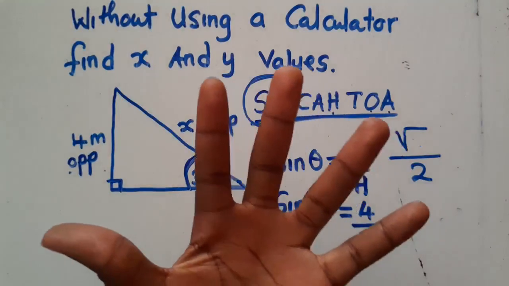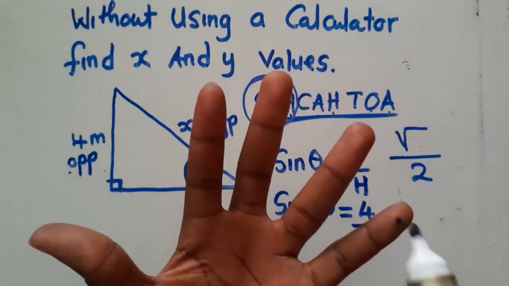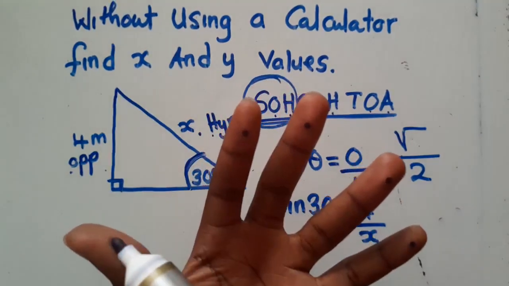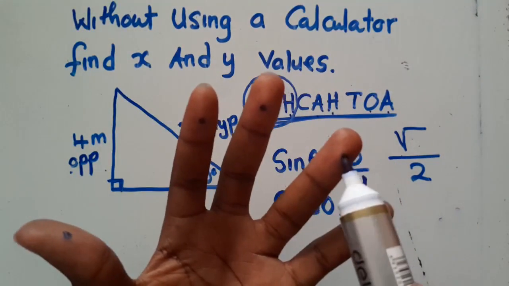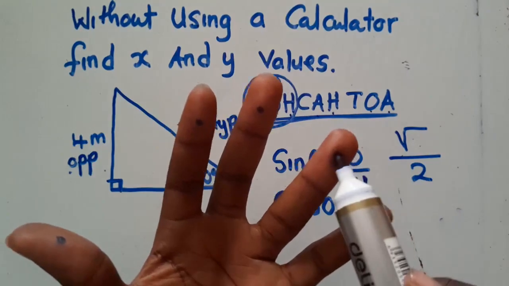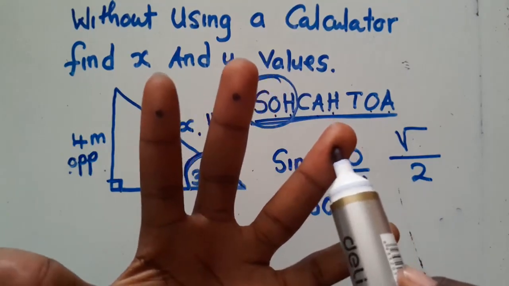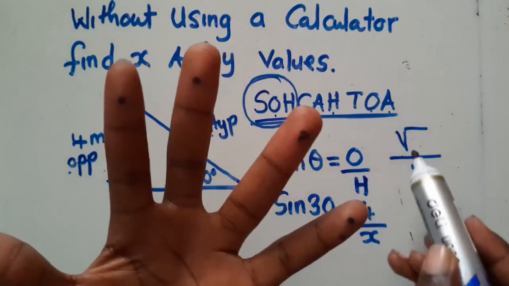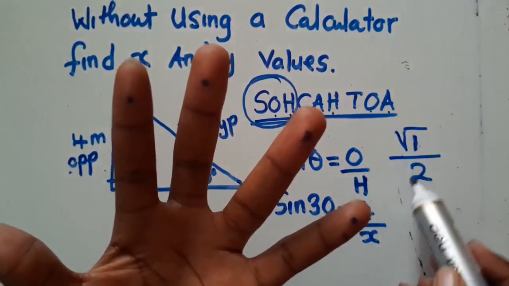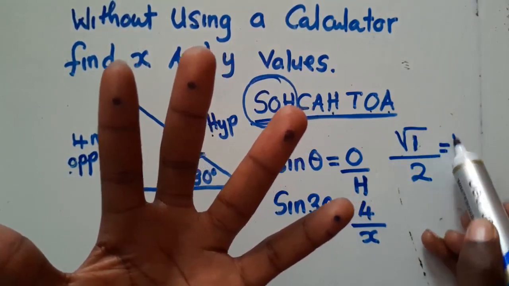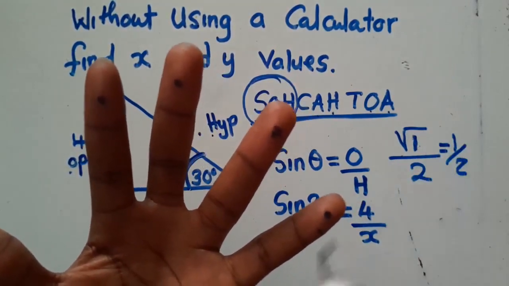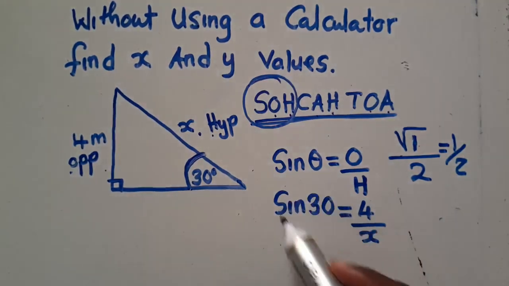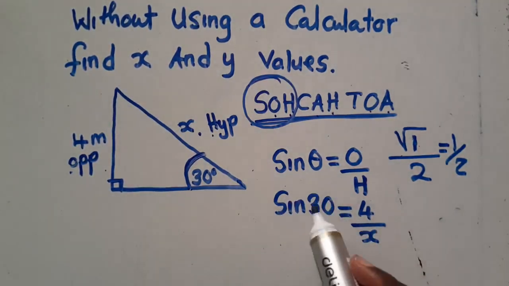So this is your finger: 0, 30, 45, 60, 90. When we say sine, you come this side. You stand on 30. How many fingers are left there? Only 1. So it is root 1 over 2, and root 1 is 1, so sine 30 is 1 over 2. Have you seen? This is the same as 1 over 2.